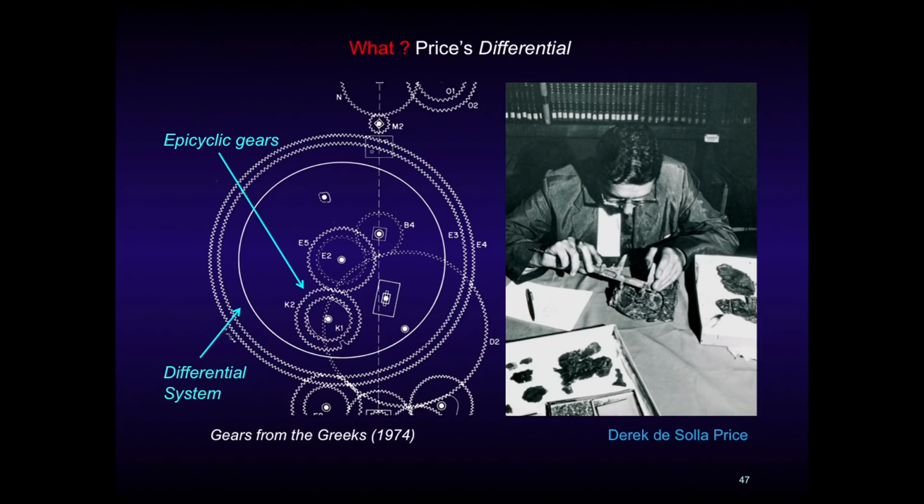What Price said was that this was all part of a differential system. It calculated a difference. He said it calculated the difference between the basic orbital cycle of the moon around the Earth, the sidereal cycle, and from that it subtracted the orbit of the sun around the Earth. Remember, we're in geocentric, Earth-centered astronomy here. And that subtraction produces the phase cycle of the moon, the lunar month. It's not obvious. It was an absolutely brilliant idea on Price's part.